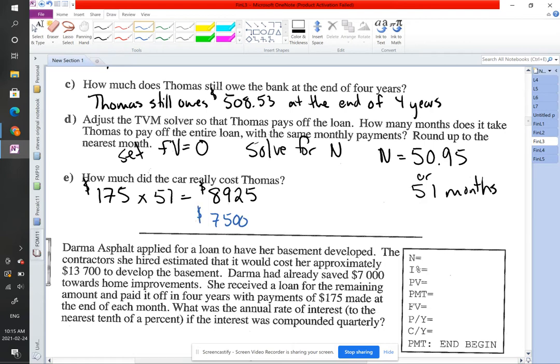So he initially borrowed $7,500 for the car, but because he borrowed that chunk and he had to pay interest back to the bank, he ended up paying not $7,500, he ended up paying $8,900. So almost $1,400 in interest. Interest was $1,425, which is kind of the drawback from borrowing lots of money because you end up paying more than you actually borrowed.